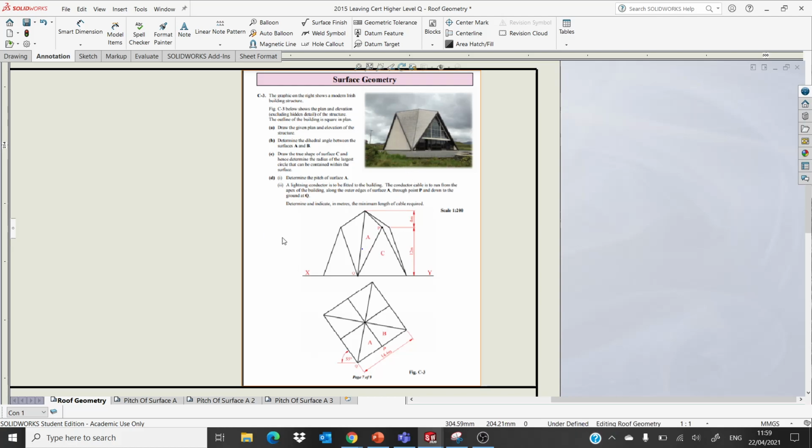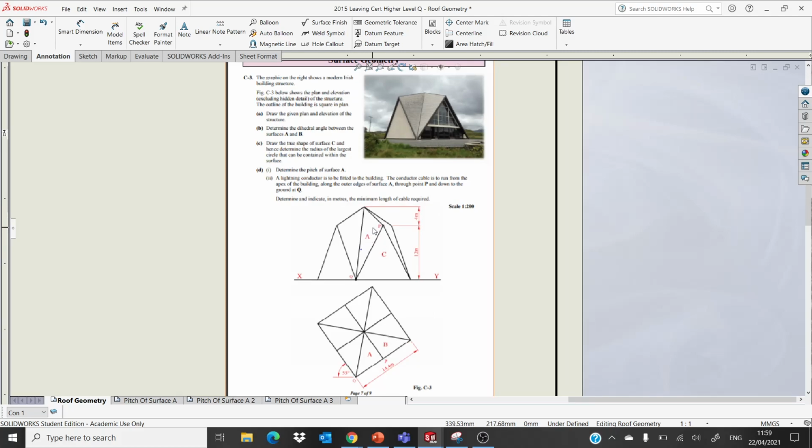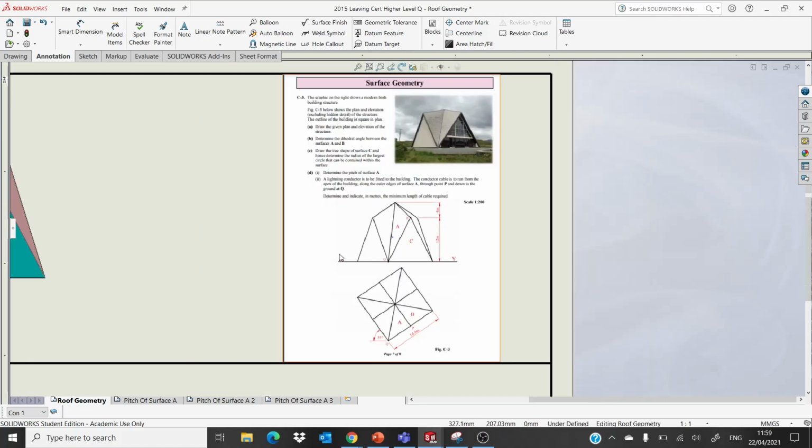What I'm focusing on for this question is that I'm ignoring my dihedral angles and the true shape of surface C. I'm going to skip down to part D, part 1, and help alleviate student difficulties by looking at determining the pitch of surface A. What we mean by the pitch of surface A is the angle produced by surface A to the horizontal plane. So I'm just going to zoom out here.